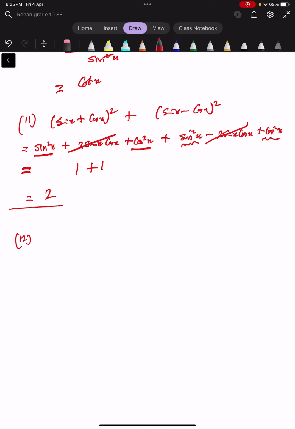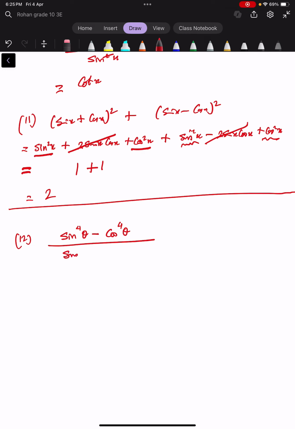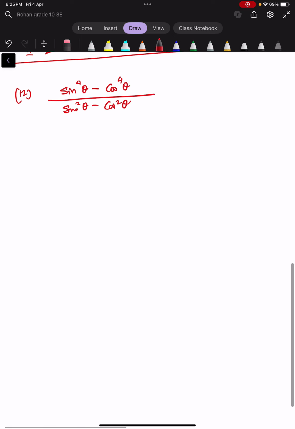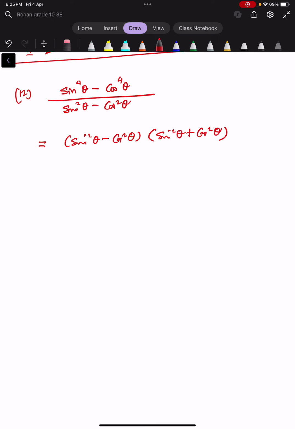Now the 12th. So sin to the 4 theta minus cos to the 4 theta upon sin squared theta minus cos squared theta. Correct. So now factorize the numerator. You can get sin squared theta minus cos squared theta, and sin squared theta plus cos squared theta, which is 1.